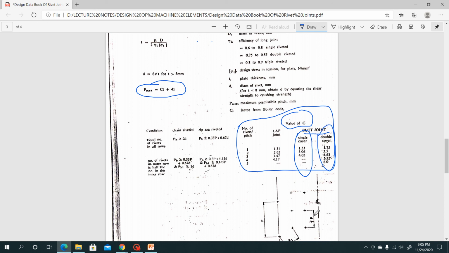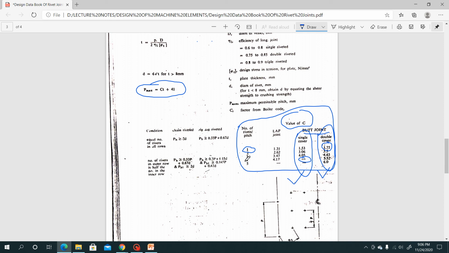If the longitudinal butt joint which you are designing is single cover, then you will see this table. If it is of double cover, then you will see this table. Now if the number of rivets per pitch length is 1 and if double cover is used, then the value of C is 1.75. If in the problem it is told to you that the number of rivets per pitch length is 4 and single cover is used, then C is not defined. In that case you have to take C as 1 mm and solve the problem.